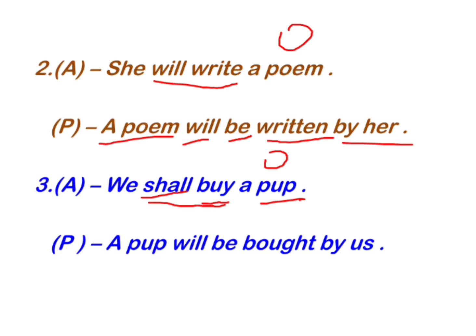The pup, which is the object in the active voice, will become the subject of the passive voice. So we start with a pup. A pup is a third person noun, so we use will. Shall we should not use. The be verb is be. The past participle of buy is bought, and we is the subject that will be changed in the passive voice as us. By is used to denote the doer of the action, so it is by us. So the passive voice is a pup will be bought by us.